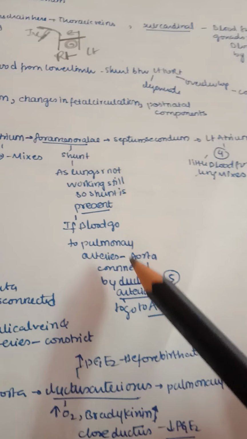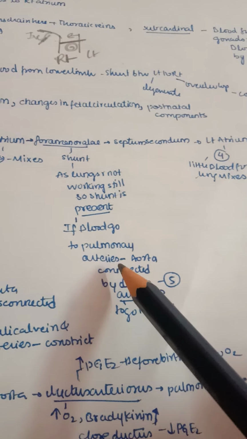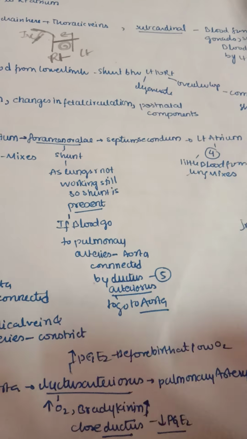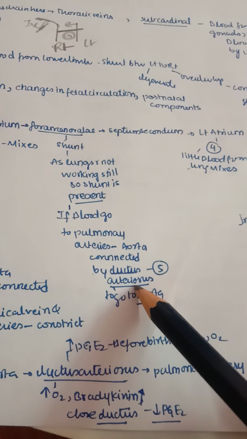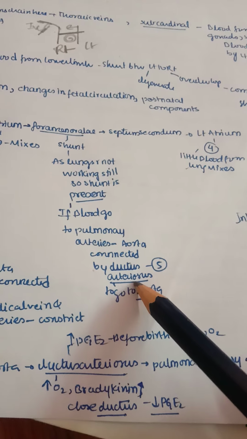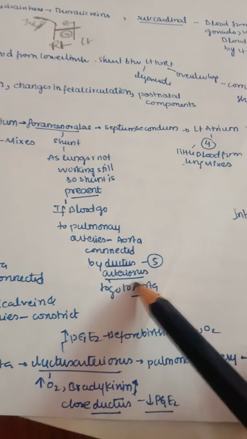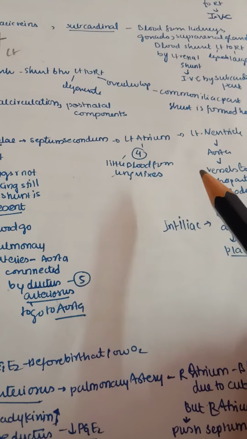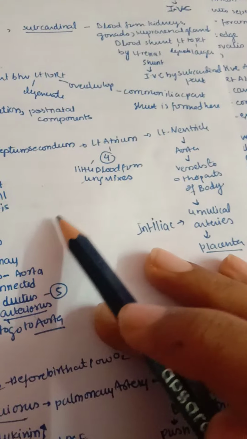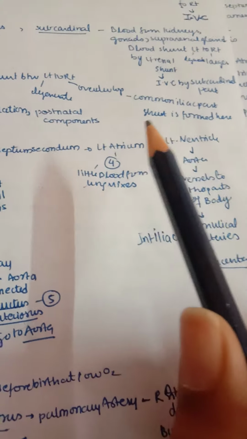But sometimes what happens is some of the blood may also go into the pulmonary arteries, and the aorta is connected there again by the ductus arteriosus. So even if it goes to the pulmonary arteries, again it goes into the aorta by means of the ductus arteriosus. But otherwise, if it goes through the septum secundum into the left atrium, the little blood mixing we'll see later, and next also the left atrium.